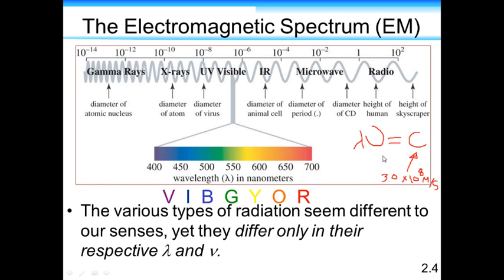So if we're given the wavelength, you could figure out the frequency. Just divide the speed of light by the wavelength in meters, making sure to keep your units consistent. Or if you were given the frequency, you could divide the speed of light by the frequency to obtain the wavelength.